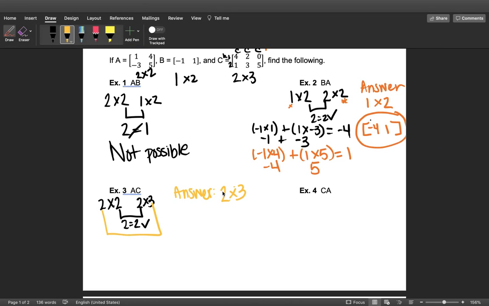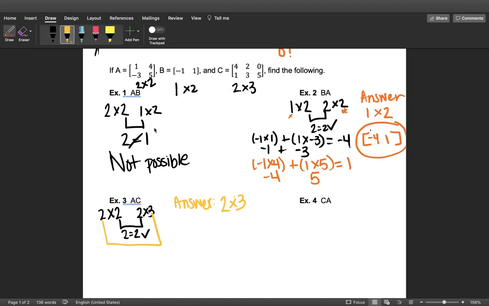Okay, now we need to multiply the first row by the first column. So 1 times 4 would give me 4, plus 4 times 1, which also gives me 4. 4 plus 4 equals 8.